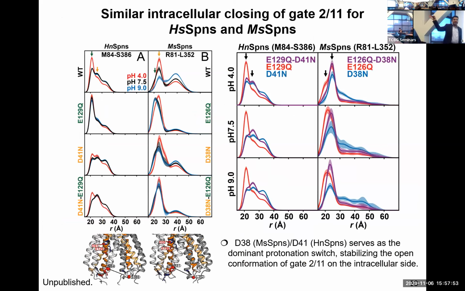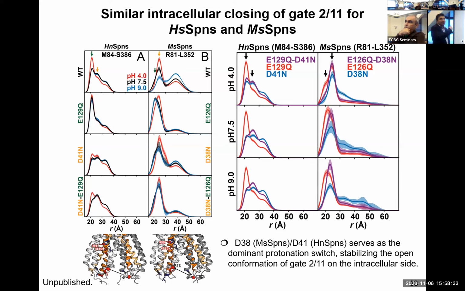If you remember, in the case of HnSpns, we have the opposite effect of protonation of D41 and E129Q. The same is true in the case of the MsSpns. E126Q closes the gate 2 and 11. D38N keeps it in the open conformation. It's a slight change, but that corresponds to opening and closing of those gates. And when we have the double mutation, it still stays open. So for opening and closing of this gate, D38N is the dominant one.